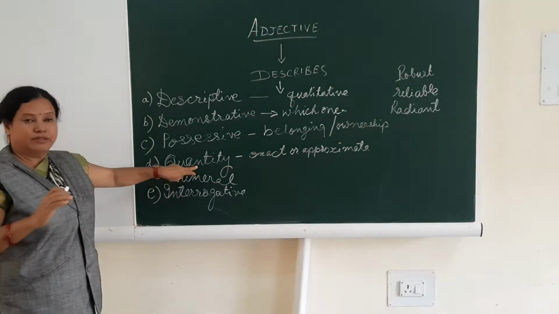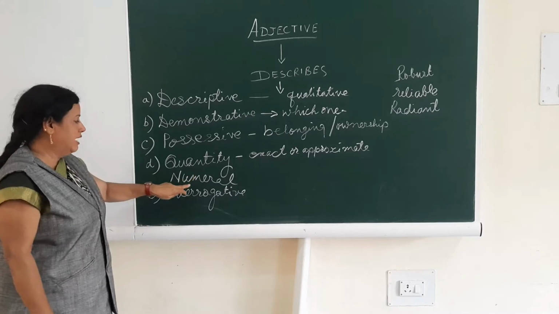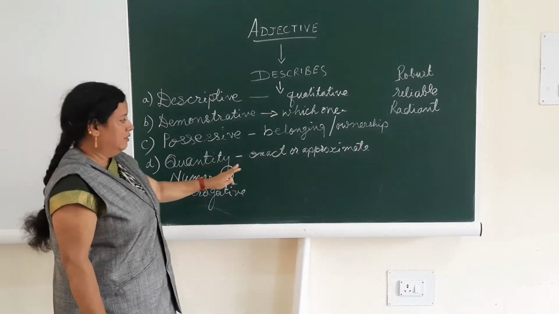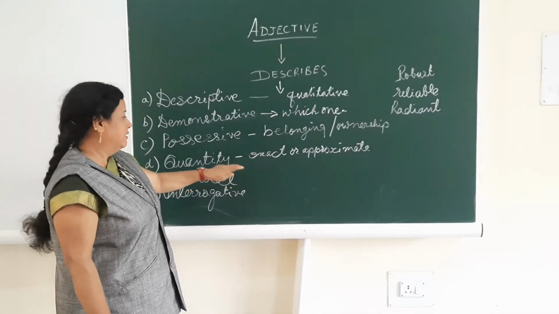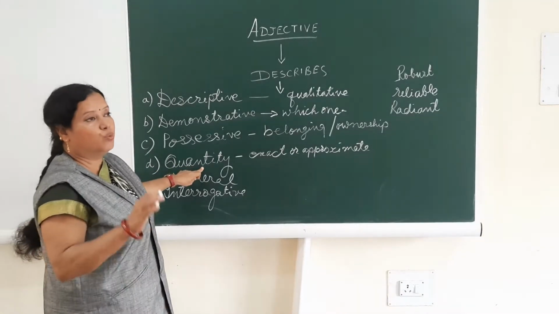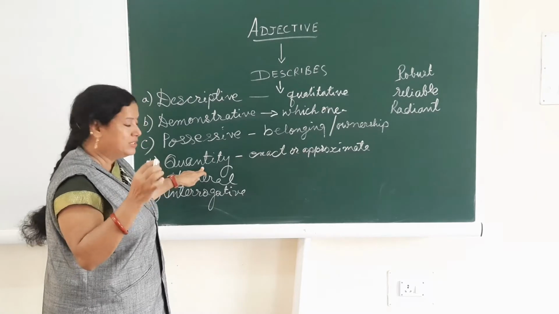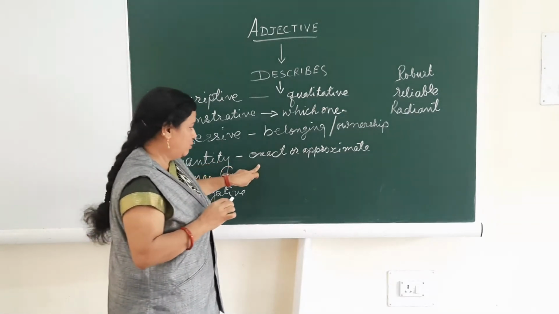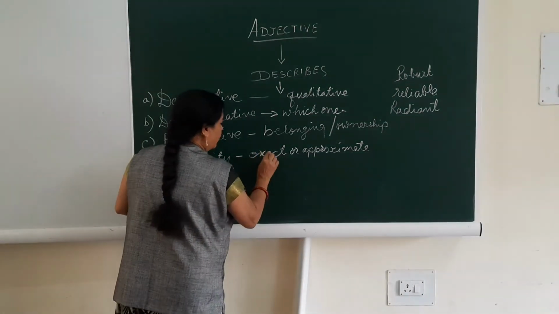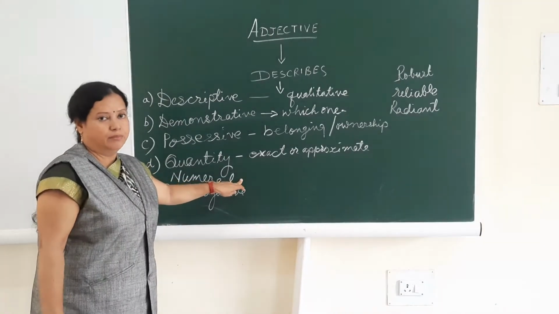Now let's come to the next one. Adjective of quantity or adjective of numeral. See, these two are very much similar, but we have to understand the difference between them. So quantity is showing the quantity of something. Suppose much, less, some. This is showing the exact quantity or approximate quantity. Whereas numeral is showing the number.